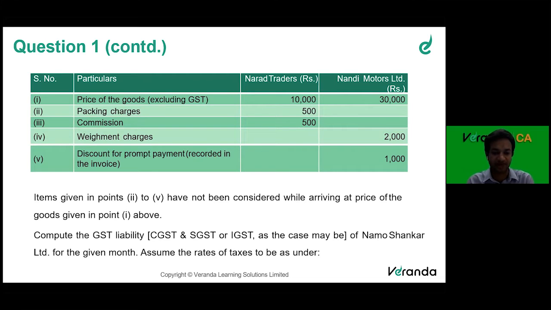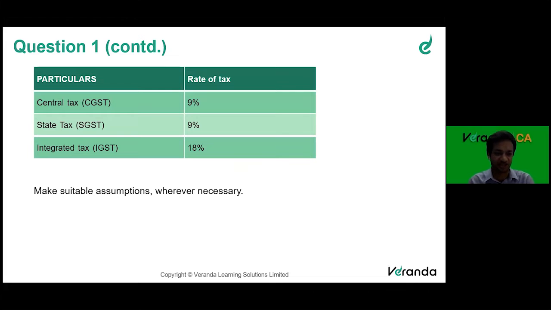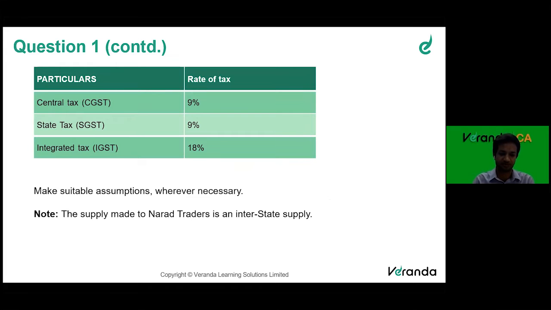Compute the GST liability, CGST, SGST, and IGST as the case may be, of Namo Shankar Limited for the given month. Assume the rates of taxes will be as under: CGST, SGST, IGST. Make suitable exemptions wherever necessary. The supply made to Narad Traders is an interstate supply. Since place of supply is not a chapter in your syllabus, they have mentioned here that it's an interstate supply, because Maharashtra to Gujarat becomes an interstate supply.